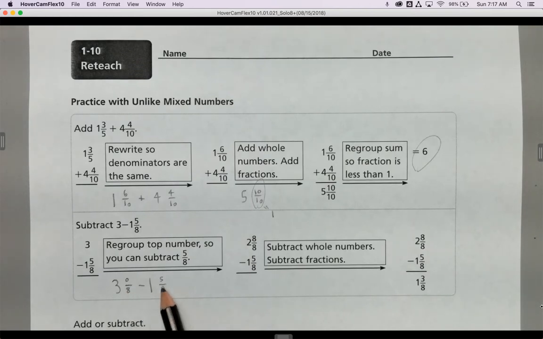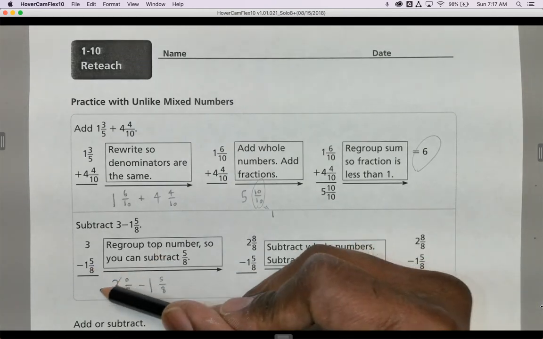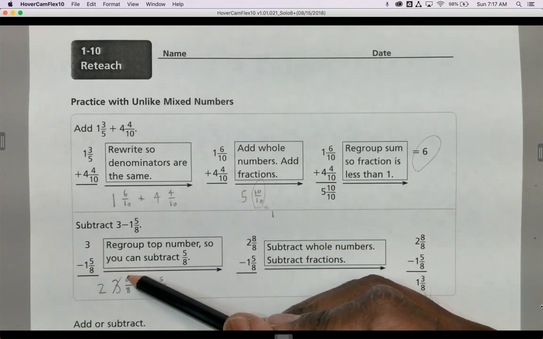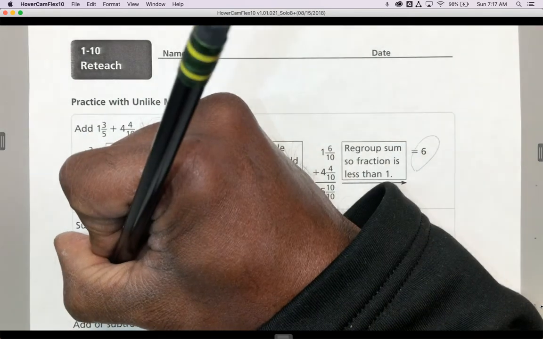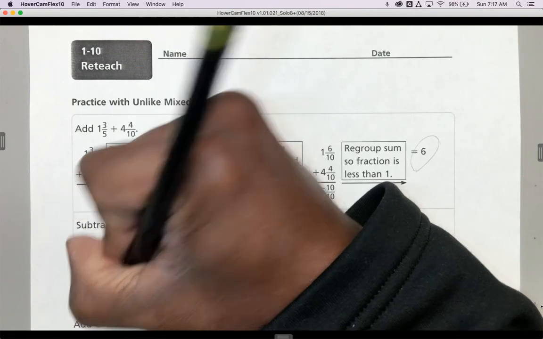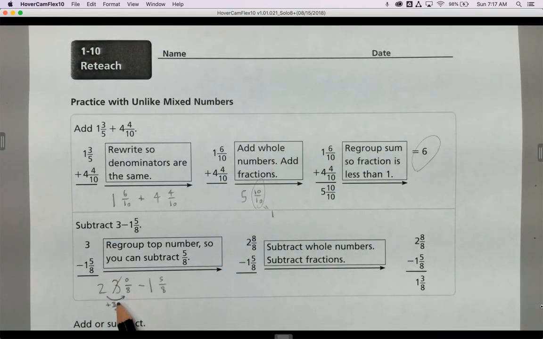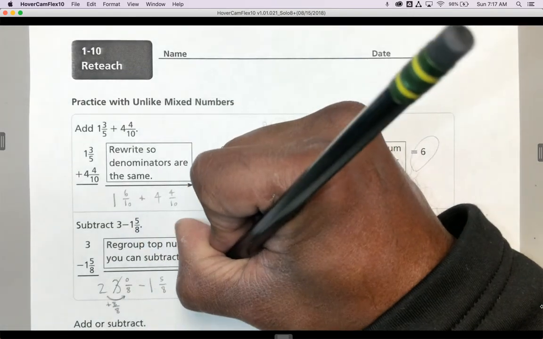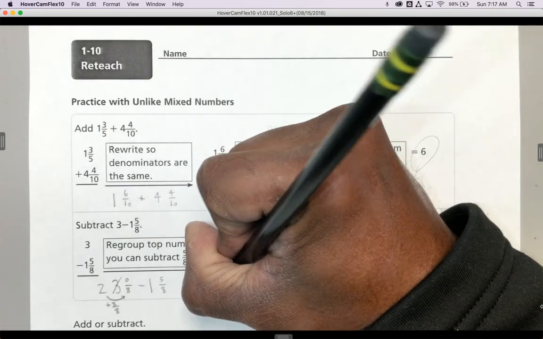So let's do that. Let's borrow from the whole. Whole number 3 is going to become whole number 2. The whole gets added back into the fraction as 8/8. So, and I'll show the arrow going this way because of the space on my paper. So I've borrowed from the whole, and I've added that whole back into the fraction. 8/8 plus 0/8 is, well, it's 8/8. So now I've regrouped or rewritten whole number 3 as 2 8/8.